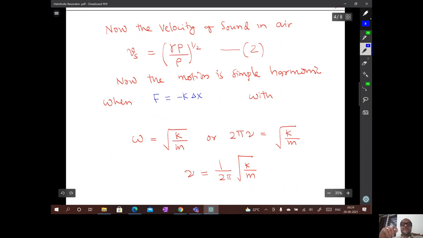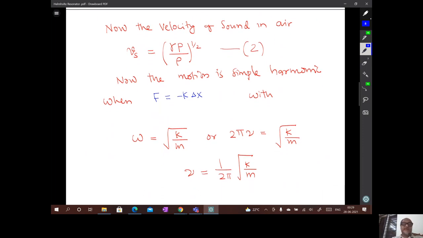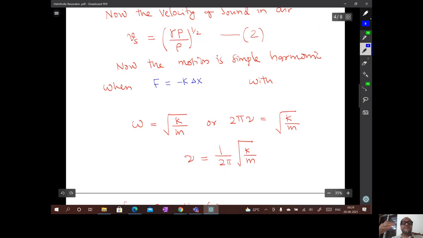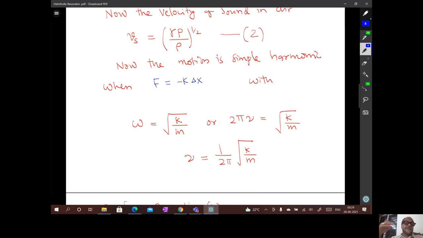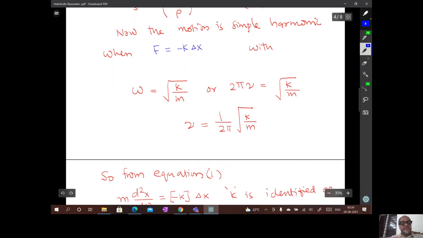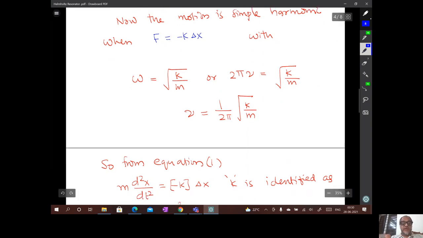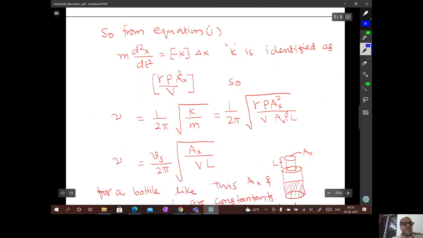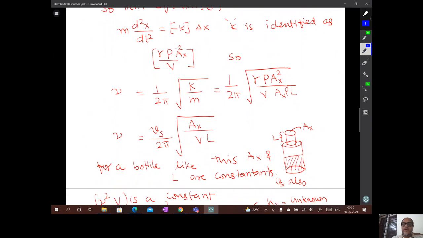So now F is equal to minus k delta x. If you have a force model like this, where the restoring force is proportional to displacement, then it is a simple harmonic motion, right? And this is Hooke's law. Of course, omega is square root of k by m, 2 pi nu is square root of k by m, so nu is 1 by 2 pi square root of k by m. I substitute what k is there, and my nu is very simple now.